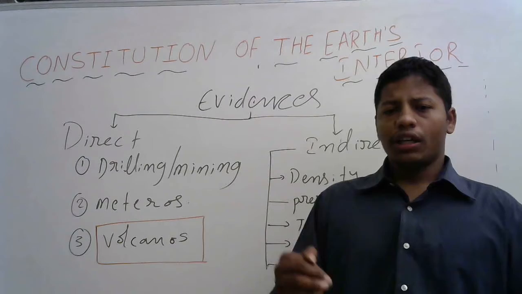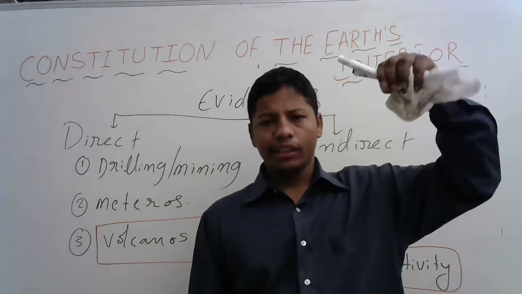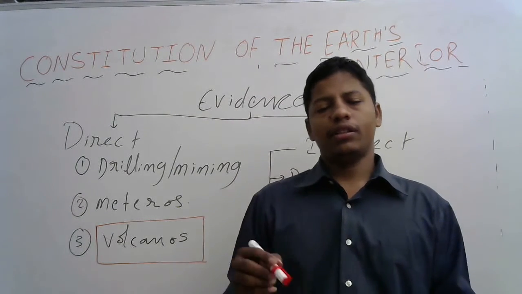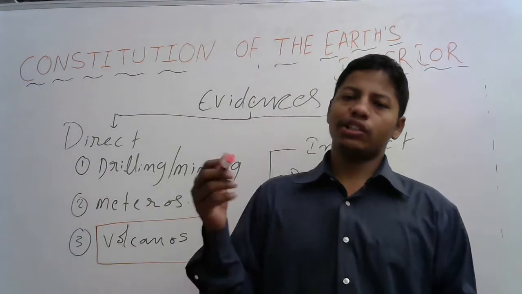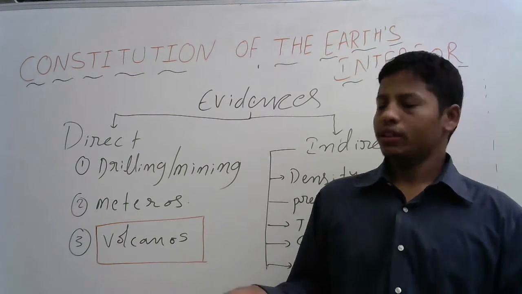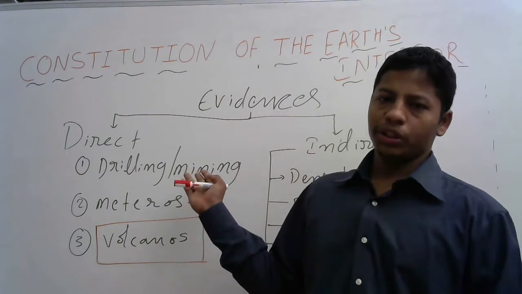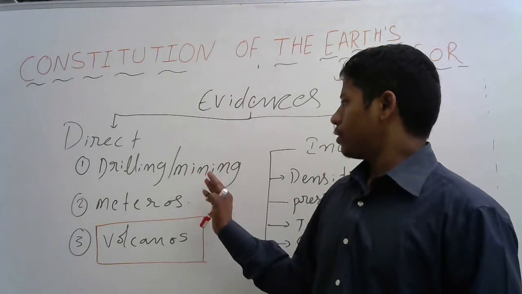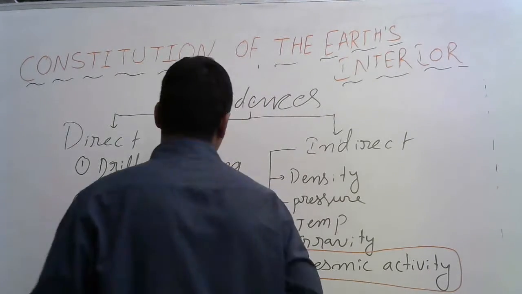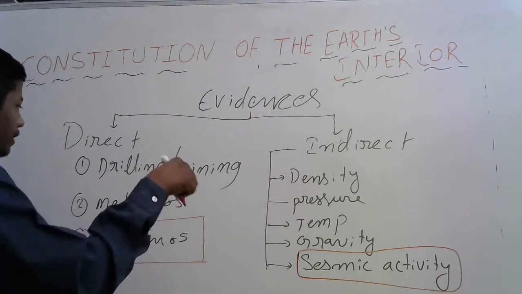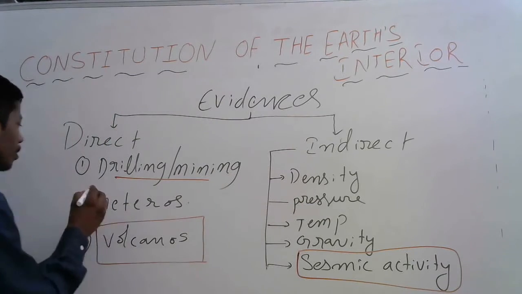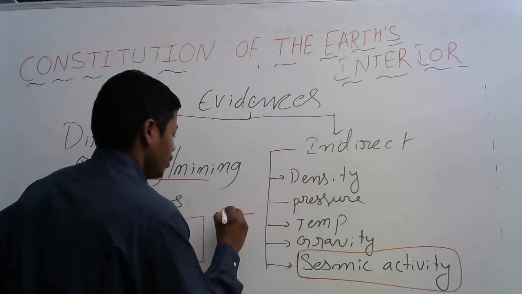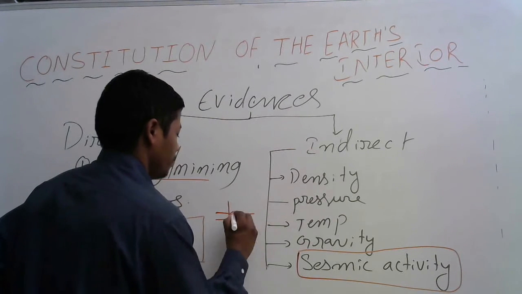We can't directly enter into the Earth interior. We can drill only 3 to 4 kilometers. In case of mining, 10 to 12 kilometers. There are the integrated oceanic drilling project and different drilling projects. If you drill the Earth crust, we can directly enter 3 to 4 kilometers.